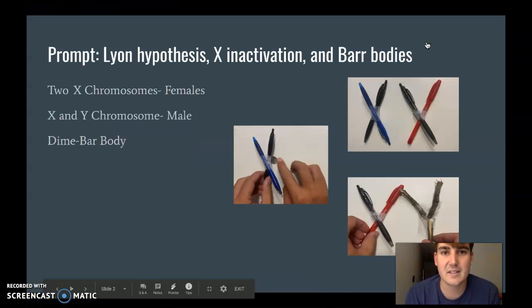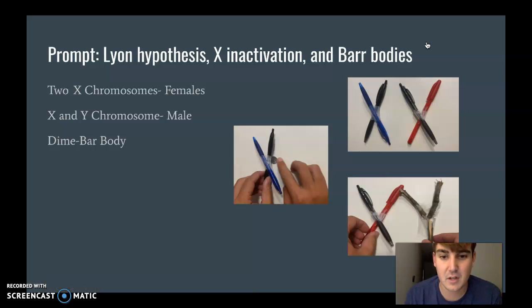The Lyon hypothesis is a hypothesis that explains gene dosage imbalance between males and females. One creative way of displaying male and female chromosomes is through these pictures, where I taped pins together to represent either the female, which is 2 X's, or the male, which is an X and a Y.